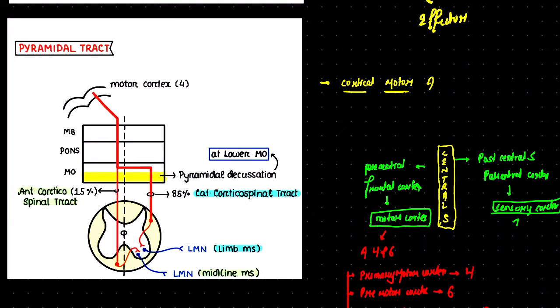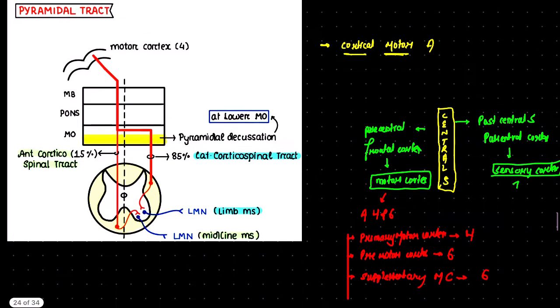From the motor cortex, the starting point, the motor response will go all the way through the brain stem: the midbrain, pons, and medulla oblongata. Now 15% will go without decussating, forming the anterior corticospinal tract, and the 85% will decussate at the lower medulla oblongata. This is called pyramidal decussation, and it accounts for 85%.